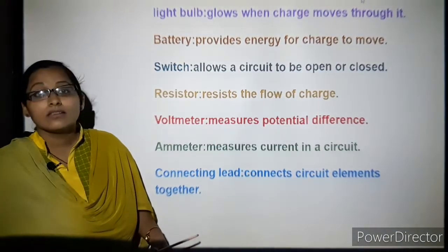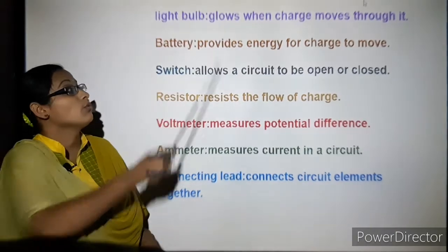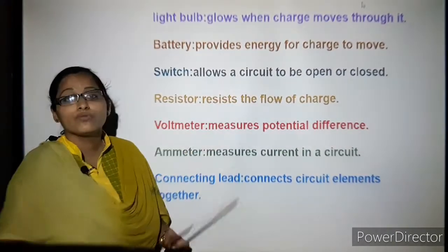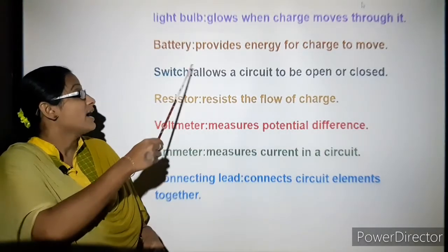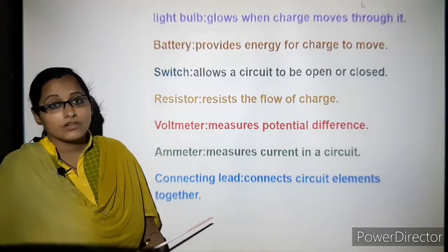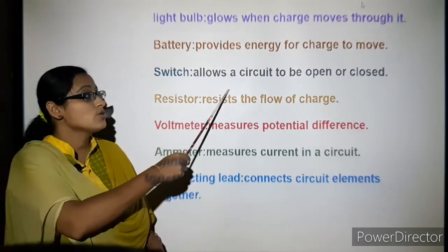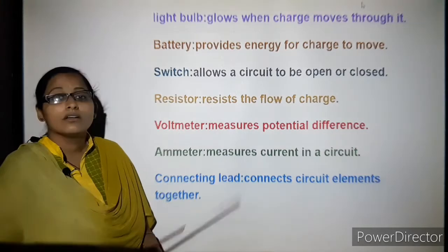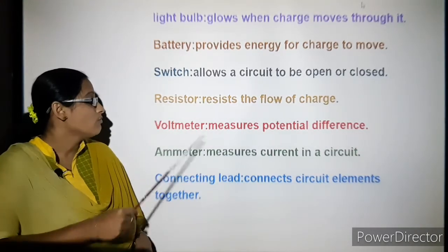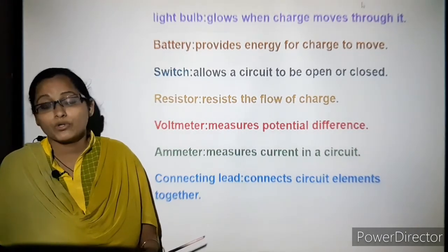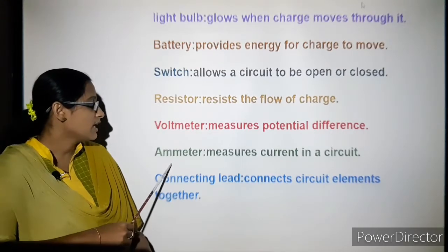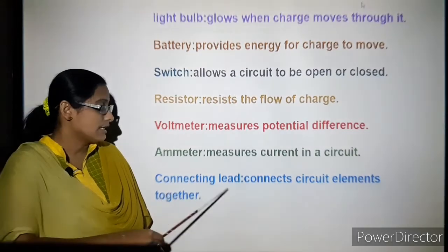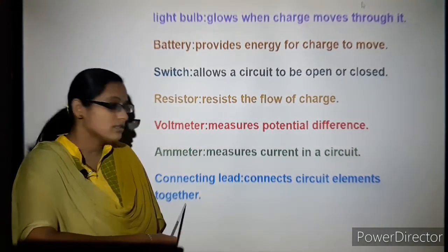So let's understand these symbols now. Light bulb: what is a light bulb used for? It glows when charge moves through it. Battery provides energy for the charge to move. Switch allows a circuit either to be open or closed. Resistor resists the flow of the charge. Voltmeter measures the potential difference. Ammeter is used to measure the current in a circuit. Connecting lead connects circuit elements together.